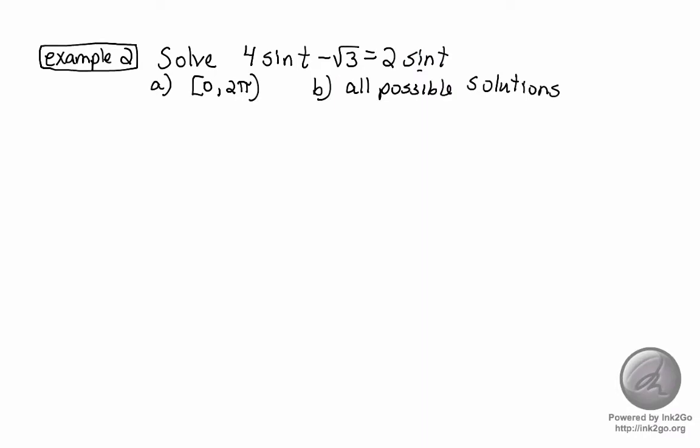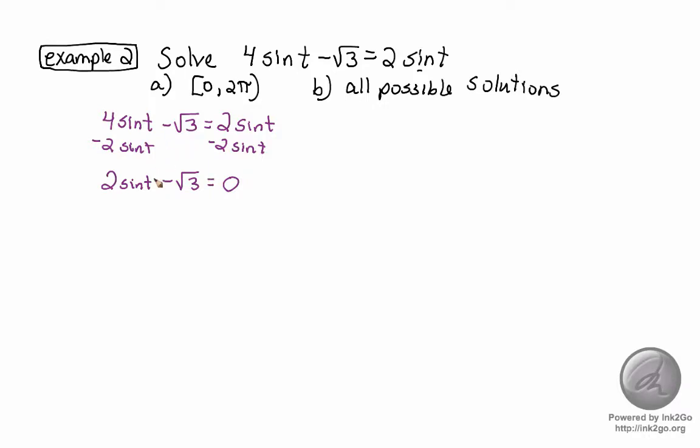Okay, in the second example, I'm also going to find the solutions from 0 to 2 pi and all possible solutions. So we're going to start the same way. Let's get the trig function on the side by itself by subtracting 2 sine of t from each side. And now let's move the square root of 3 over to the other side by adding it to each side. Divide by 2. And so now I need to figure out which reference angle has a sine equal to square root of 3 over 2.